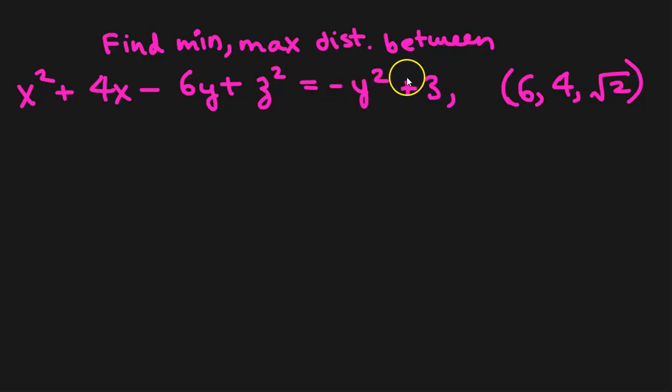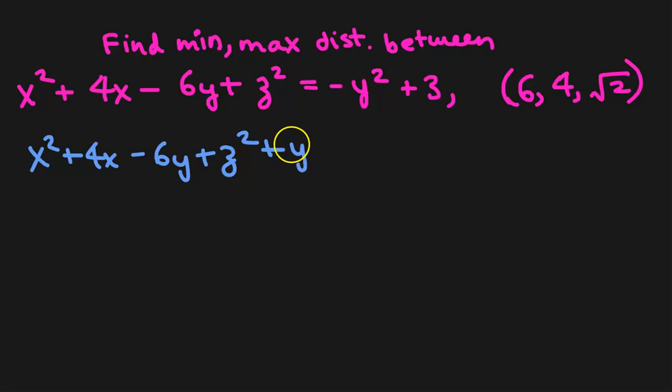And to do that, we can bring all the like terms onto one side. And when I say like terms, I just mean all the terms with variables onto one side. So we're going to add y squared to both sides. That's going to give us x squared plus 4x minus 6y plus z squared plus y squared. Over here, since we added y squared, that's going to just go away, and we're left with 3.